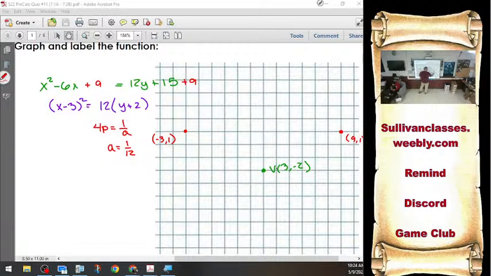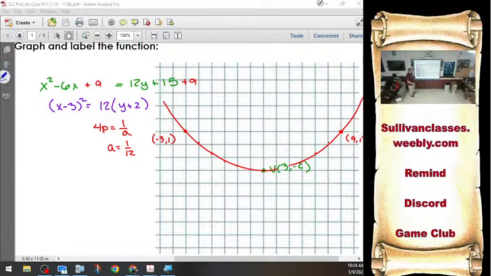1/12, 4/12, 9/12, 16/12, 25/12. So you can do that to get some better points. 1/3, 3/4, 1 1/3, 2 1/12. I do that because otherwise my graph sucks. It's a big piece of paper.